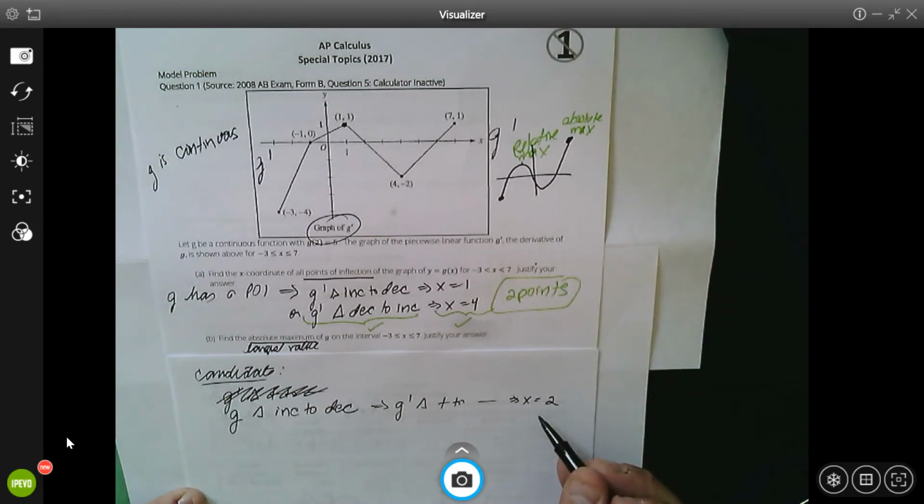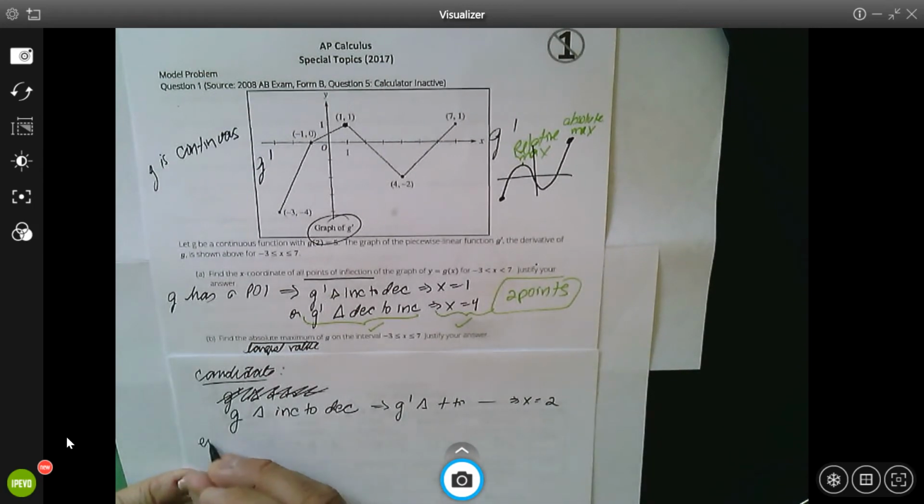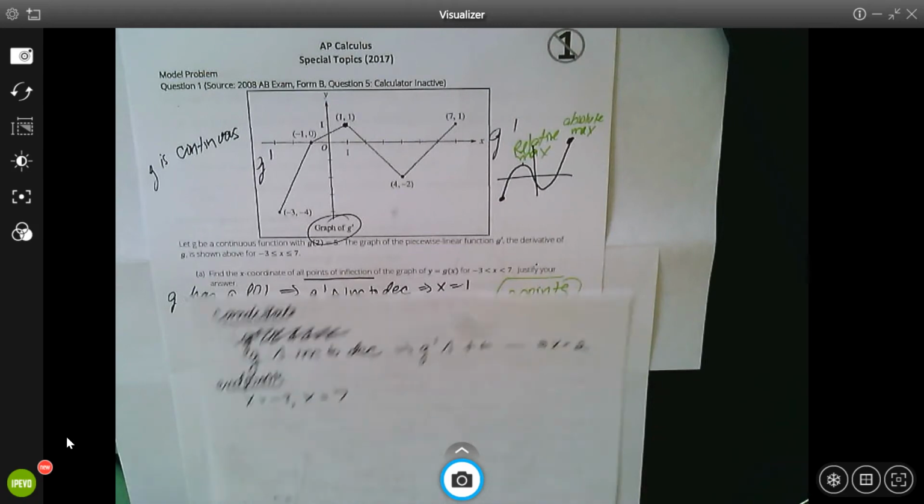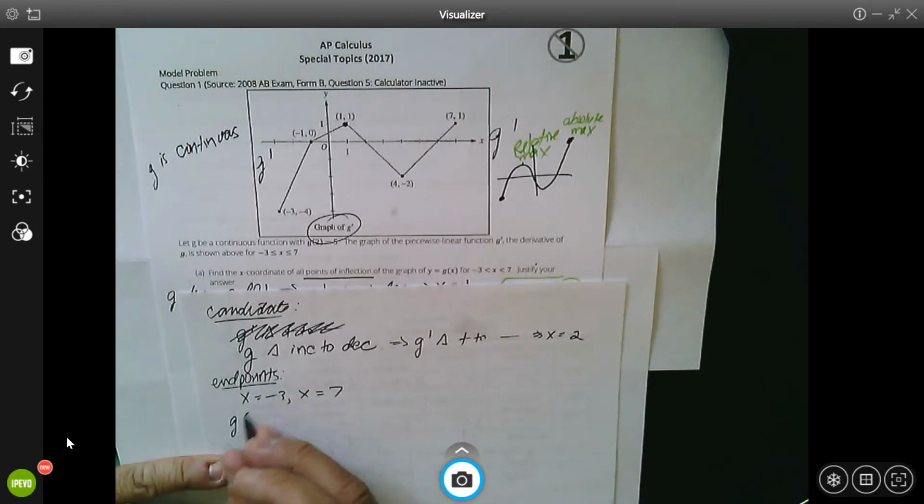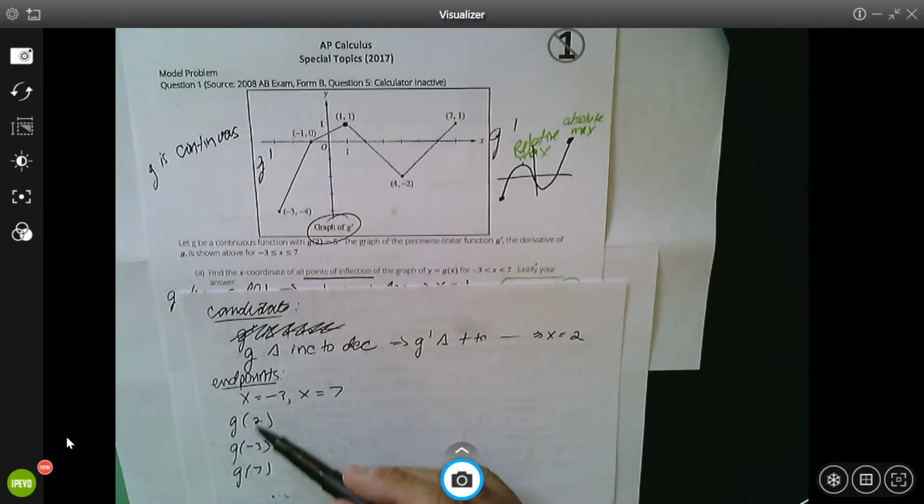That's my candidate. That alone isn't going to do it. That just gets me the candidate. I then also have to look at the endpoints. The endpoints, they said look at x equals -3 and x equals 7. What I need to determine is the value of g at 2, at -3, and at 7. I need all three of those values.